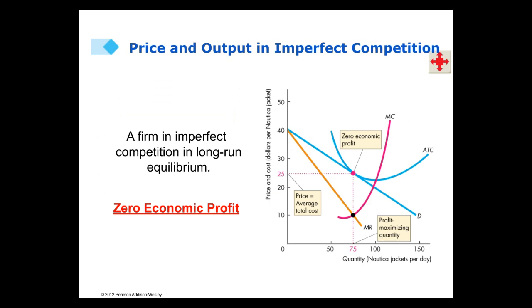So that's the long-run situation for firms in imperfect competition, where the average total cost and the price are equal, and firms are making zero economic profit. This is the long-run equilibrium.